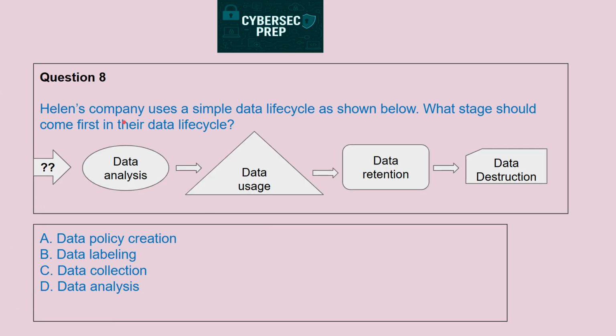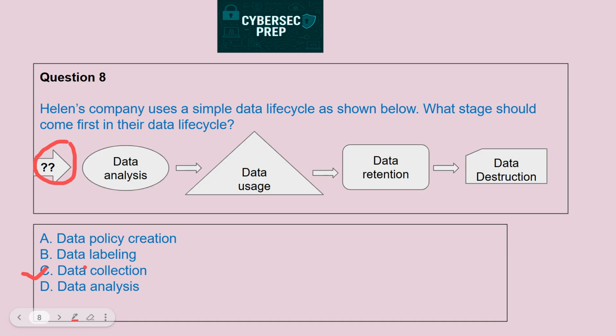Question number 8. Helen's company uses a simple data life cycle as shown below. What stage should come first in the data life cycle? So what is this stage that we have to identify from the given options? I think it's pretty easy. It's option number C, data collection. In a typical data life cycle, collection is the first stage, we all know. Once the data is collected, data can be analyzed, it can be used, stored, and then disposed at the end of its useful life. Right, so data collection is the correct and best response.